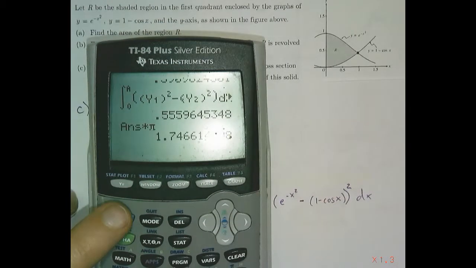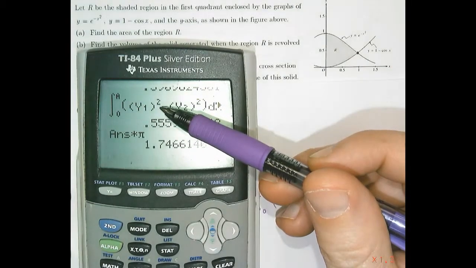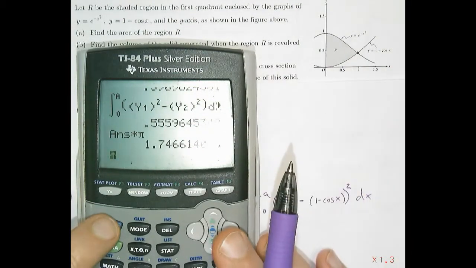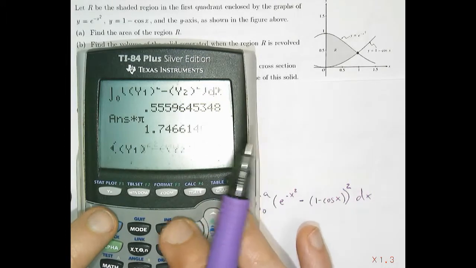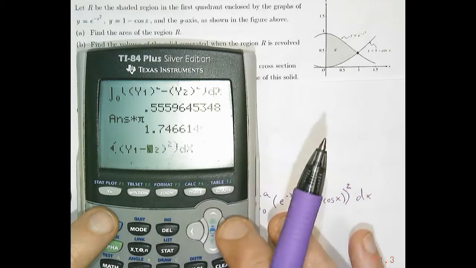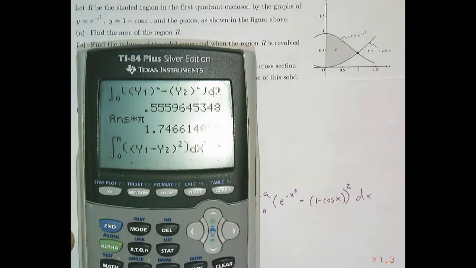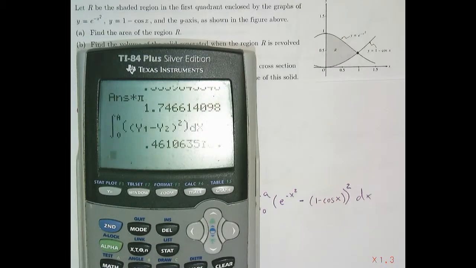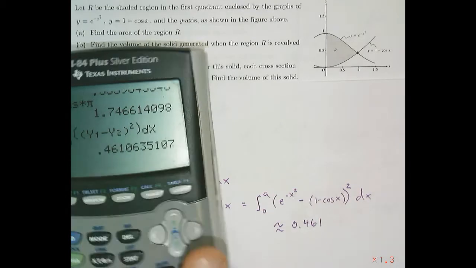So it's very similar to what we've done in the past. Instead of y1 being squared and y2 being squared, what's going to happen is the difference of y1 minus y2 gets squared. Our boundary is still 0 to a, so we're going to do that. And we come up with a volume of approximately 0.461.